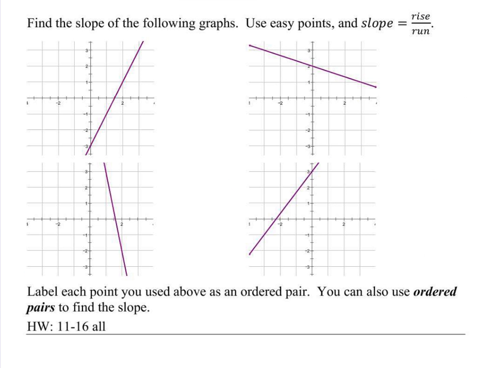So, we have 4 graphs sitting in front of us. We want to calculate the slope of these lines using rise over run. The first thing we need to do is find easy points that are on the graph, because they're not just going to give them to us. So we've got to find them. Do you see on this graph right here any easy points?